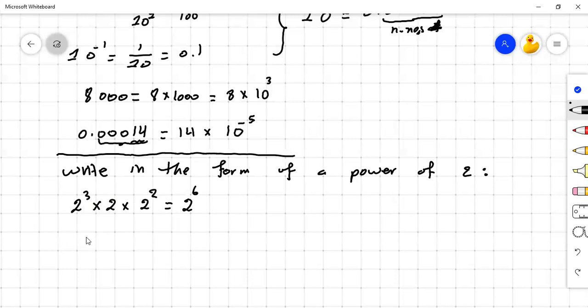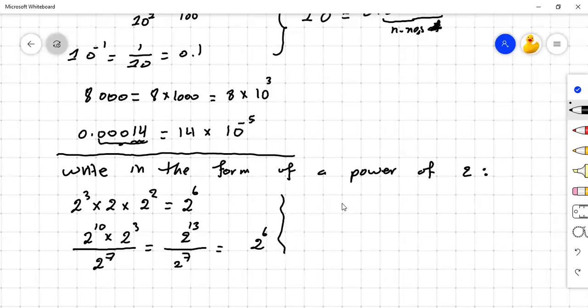This is the first one. The second one we have, for example, 2 power 10 times 2 power 3 over 2 power 7, and this is equal. Here we have multiplication of 2 powers with the same base. We can add the exponents, so it's 2 power 13 over 2 power 7, which is equal to 2 exponent 13 minus 7, which is equal to 6.